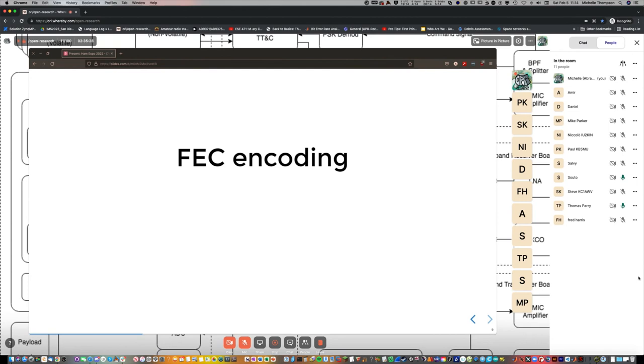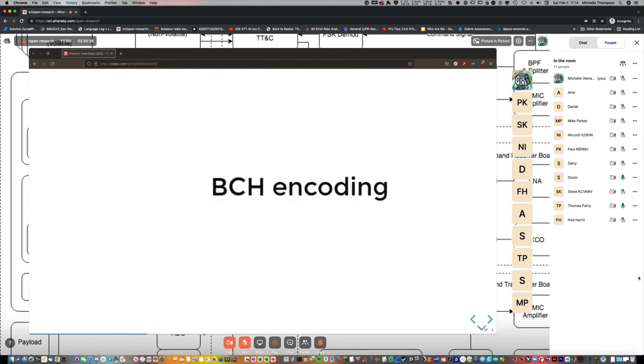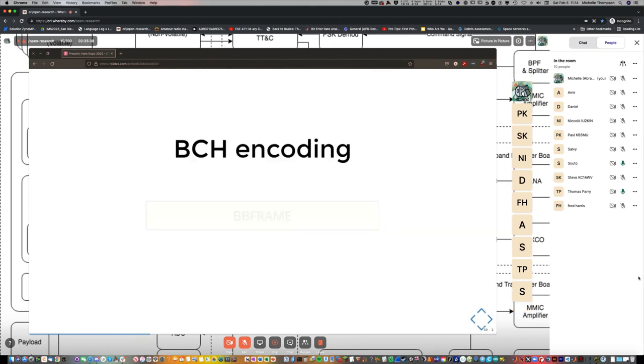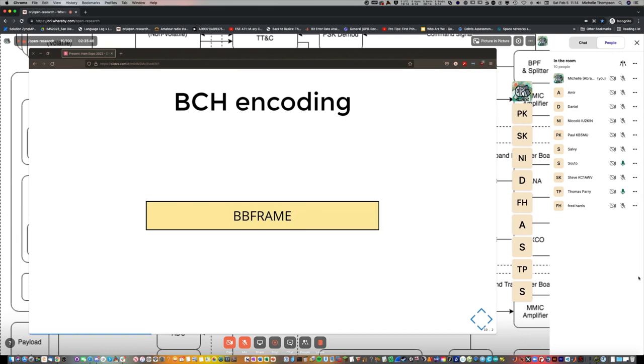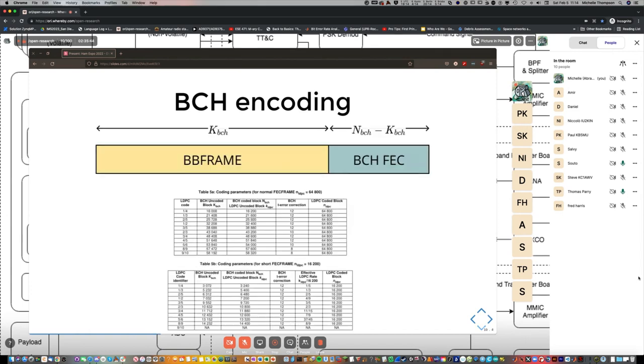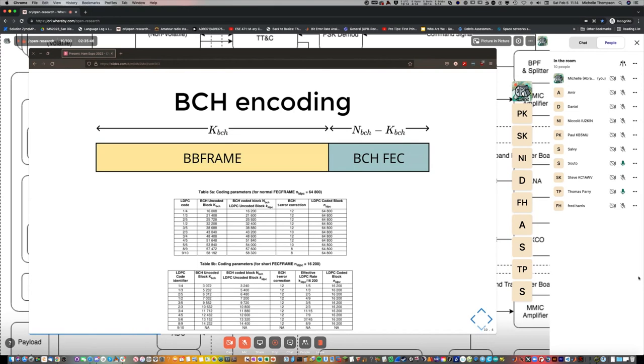So the FEC encoding subsystem is made of three components: the BCH encoder, LDPC encoder, and bit interleaving. Looking at the BCH encoding, it takes a baseband frame as an input and appends a parity check code to it. The size of this parity check code is given indirectly in the spec. The size depends on frame length and code rate.